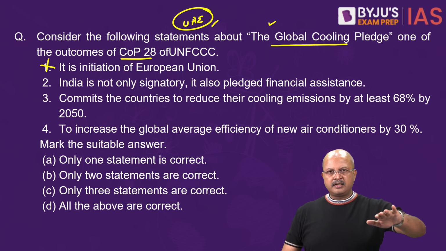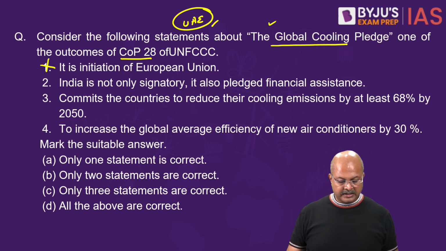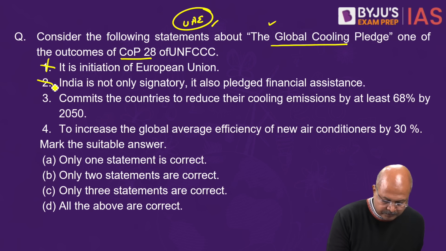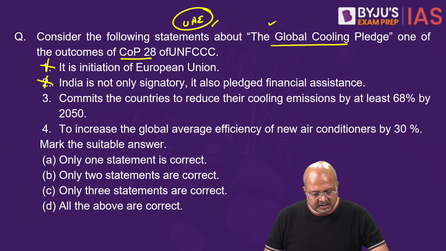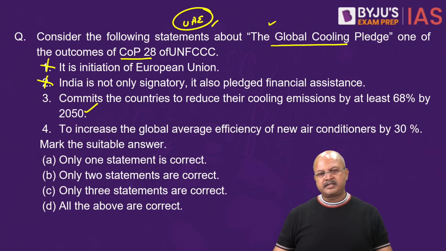Now, if you read the current affairs or PIBs, it is very systematically highlighted that India is not a signatory, and when it is not a signatory, then how it can make financial assistance. Right. Commits the countries to reduce their cooling emission by at least 68% of 2050. So this is the correct statement.